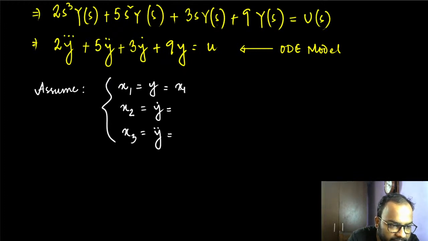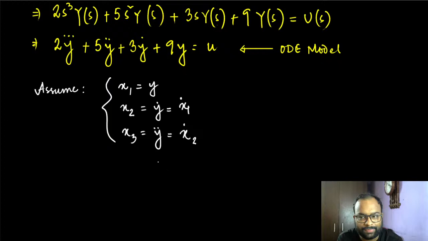So this is x1, not a problem. So this is y dot. So this is in turn equal to x1 dot because y is assumed to be x1. And this is y double dot. So this is in turn derivative of y dot, which is derivative of x2, right? So this is something we already understand, I hope.